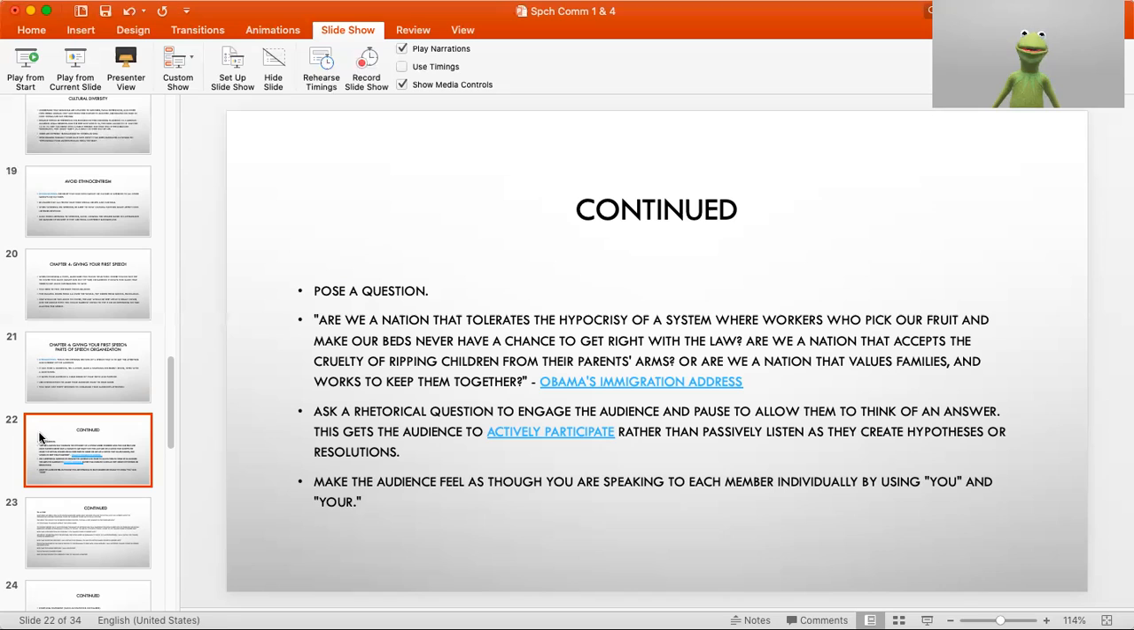The other thing you want to do is you want to make your audience feel as though you are speaking to each of them individually. And a way to do that is when you're addressing the audience, you want to use words such as you and your, so it sounds like you're actually speaking to that person individually.